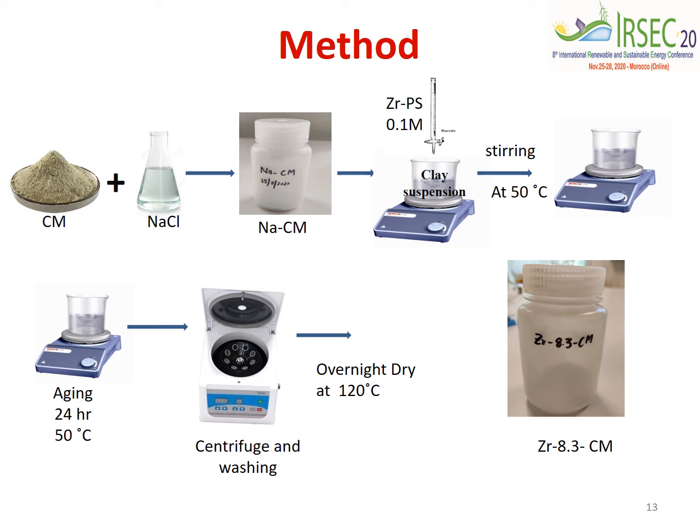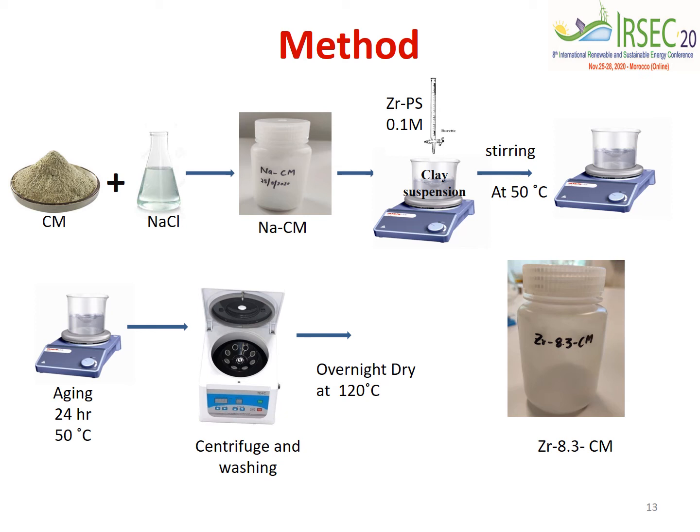First we saturated our clay with NaCl, and then we prepared a clay suspension in which zirconium pillaring solution was added dropwise. Then the suspension was left for stirring for 2 hours at 50 degrees Celsius, followed by aging for 24 hours at 50 degrees Celsius.